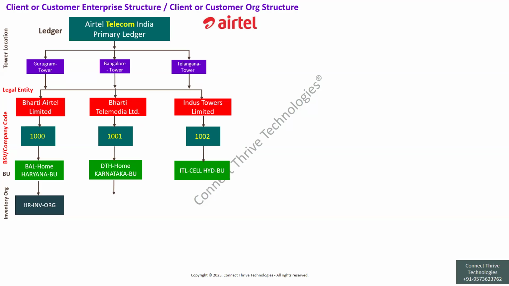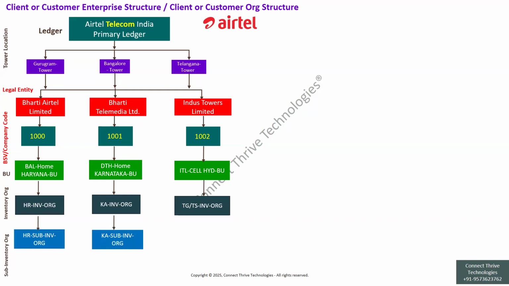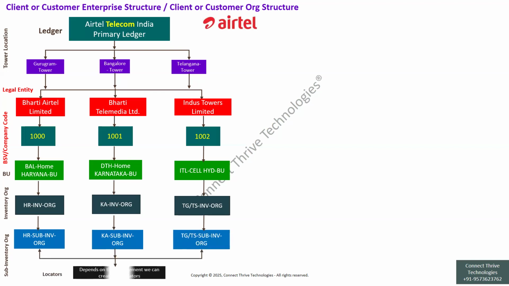So associated with Haryana BU, we can create a Haryana inventory. At Karnataka BU level, we can create an associated Karnataka inventory. And at the same time, at the Hyderabad BU level, we have associated inventory. As usual, we can maintain the sub inventory also: Haryana sub inventory, Karnataka sub inventory, Telangana sub inventory, and depending on the requirement, we will create the locators also. So if you observe here, this is mainly related to telecommunication service.